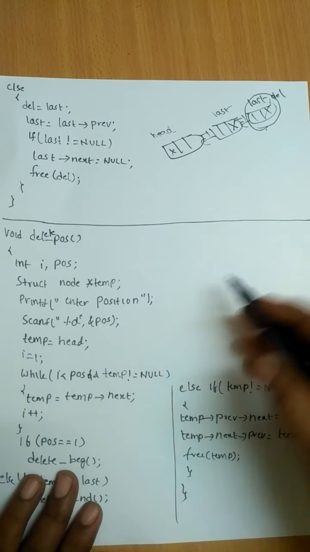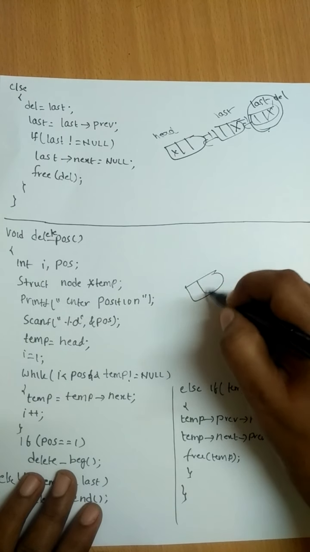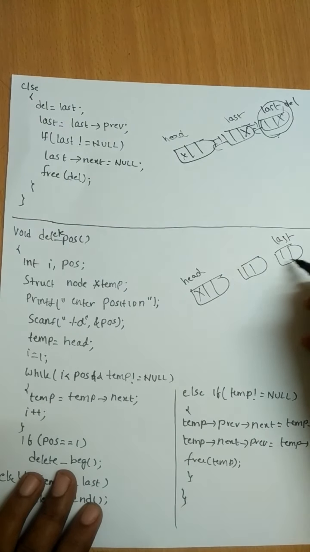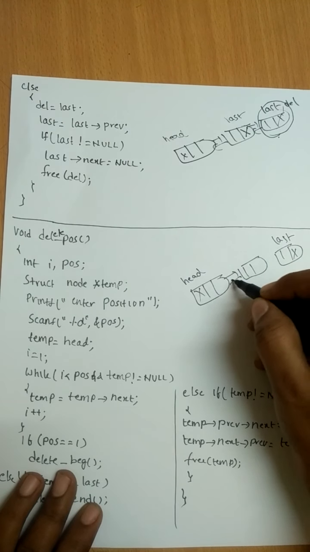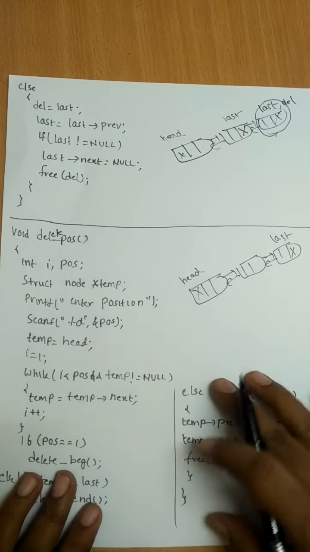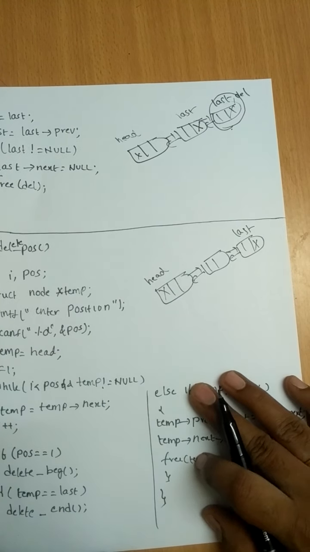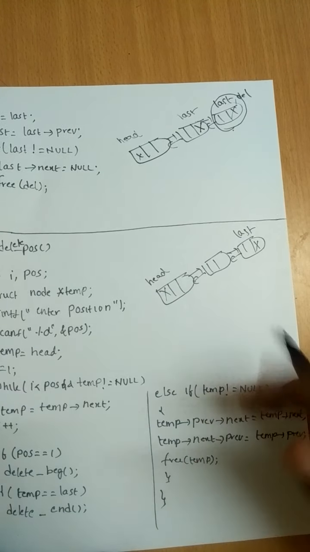Next, how to delete at a required position. Take one double linked list: head, last, head previous null, last next null. Now we have to delete at a required position. If I enter the position as 2, I want to delete this node.